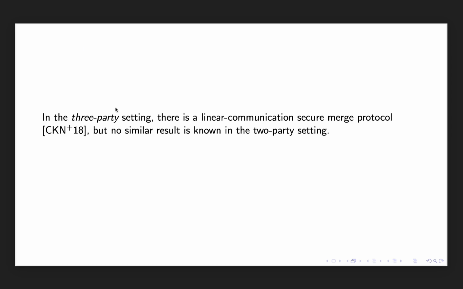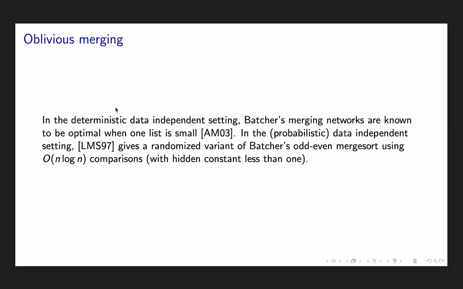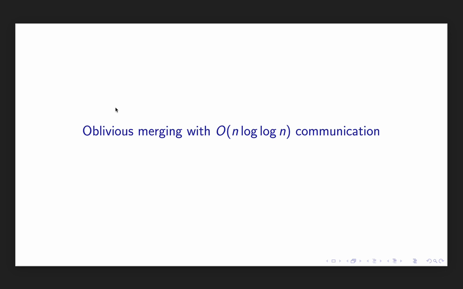Well, it turns out that in the 3-party setting, there is a linear communication secure merge protocol, but no similar result is known in the 2-party setting. And some lower bounds on oblivious merging are known. For example, when one list is small, then Batcher's merging network is optimal if you require deterministic data independence. But the main contribution of this work is to give a novel 2-party oblivious merge protocol that only requires order of n log log n communication, which beats the order of n log n communication, which was the previous best bound in the 2-party setting.